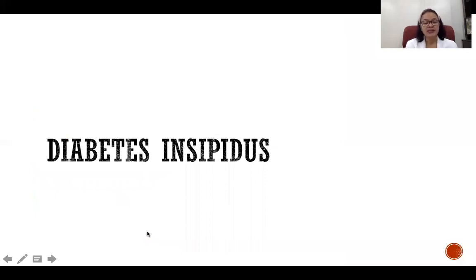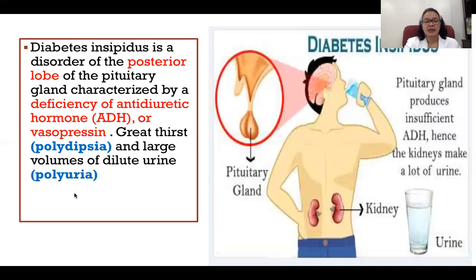So let's now go to diabetes insipidus. When we talk about diabetes insipidus, we are talking about disorders of the posterior lobe of the pituitary, the disorders of the ADH or vasopressin. Patients usually would manifest polydipsia and large volumes of dilute urine.